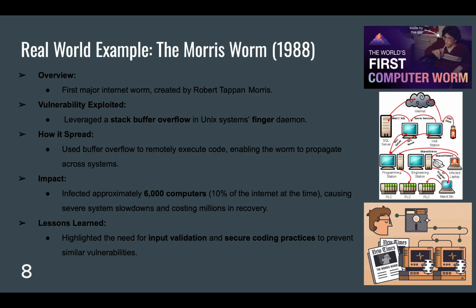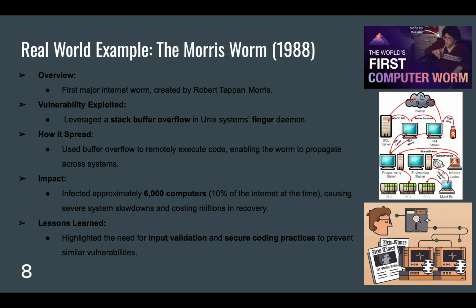The Morris worm, created by Robert Tappan Morris, became the first major internet worm, marking a turning point in cybersecurity. It exploited a stack buffer overflow vulnerability in Unix systems' finger daemon. This allowed the worm to inject code into the stack and execute it remotely, spreading itself across other vulnerable systems. The impact was substantial. It infected around 6,000 computers, which was about 10% of the internet at the time. The worm caused severe slowdowns, making systems almost unusable and leading to millions of dollars in recovery costs.